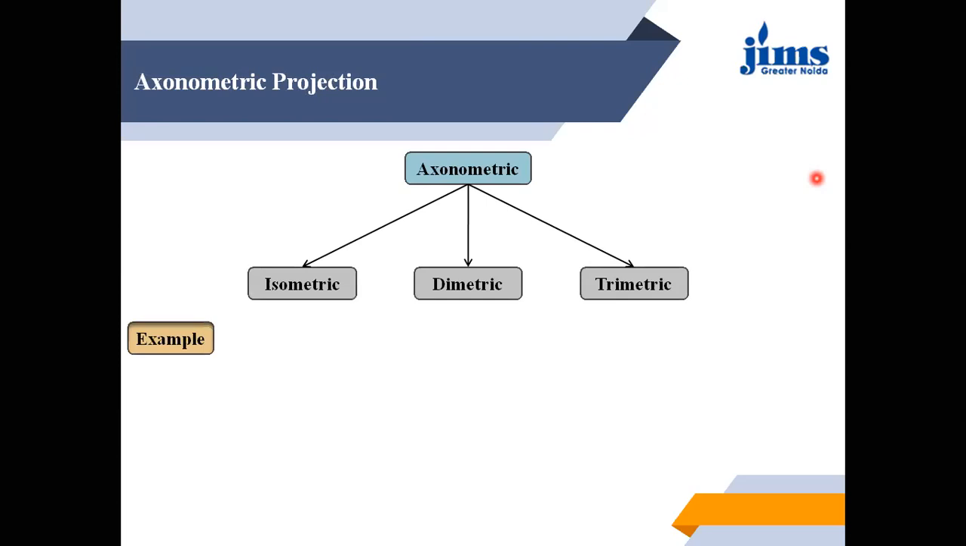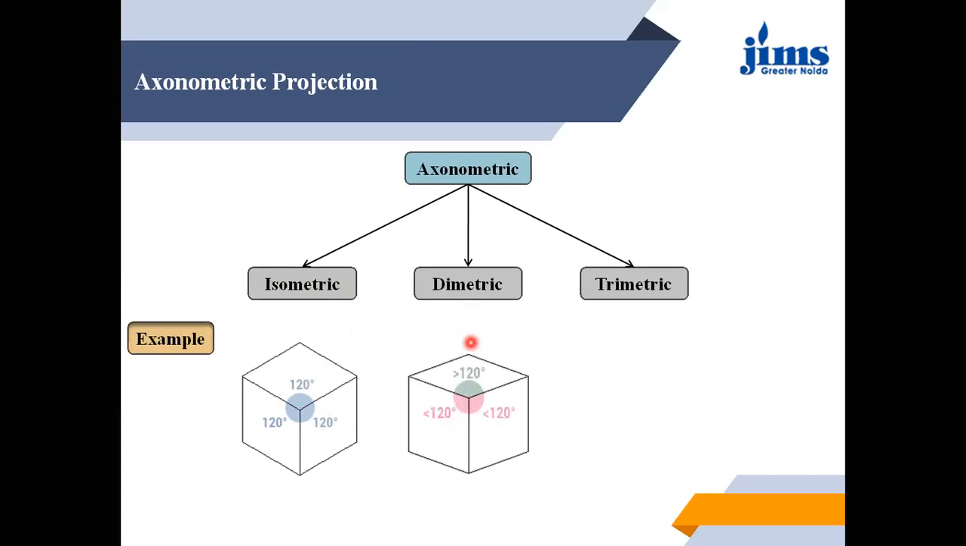In isometric, all the angles are the same. From here you can see the angles. This angle is 120, this is also 120, and this is also 120. Isometric means all the angles are the same.